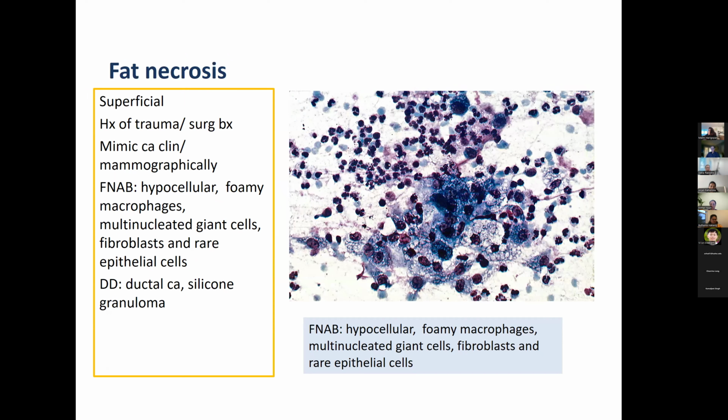This is something like a fat necrosis, which you come across when the patient has a prior procedure, and it can mimic cancer both clinically and mammographically. Usually the smear is hypocellular. You can have inflammatory cells, but more importantly, you will see a lot of foamy histiocytes and multinucleated giant cells. So your differential for fat necrosis could be any granulomatous process. But also remember, if your patient has a ductal carcinoma, could this mimic that? But you have to pay attention to the background in such situations and not overcall it.